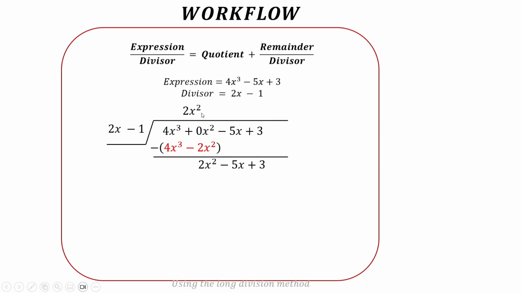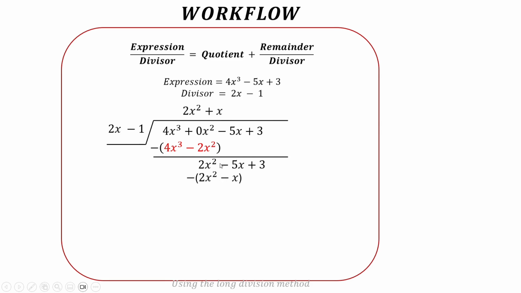Just like we did the first one, you focus on 2x squared here, then you focus on 2x. So what can we multiply 2x with to get 2x squared? That's +x. Or what is 2x squared divided by 2x, which is +x. So we add a +x here, and then we multiply this +x with this whole expression. x times 2x is 2x squared. x times -1 is -x.